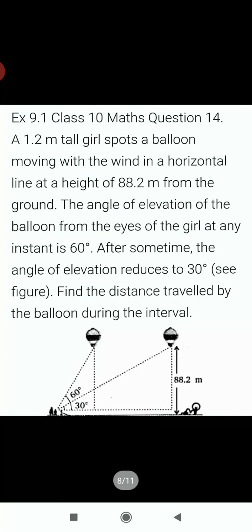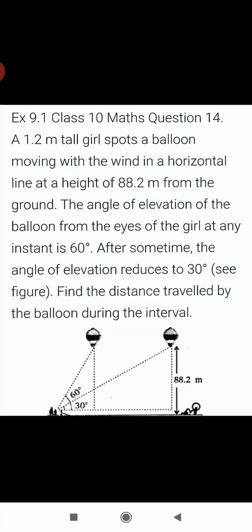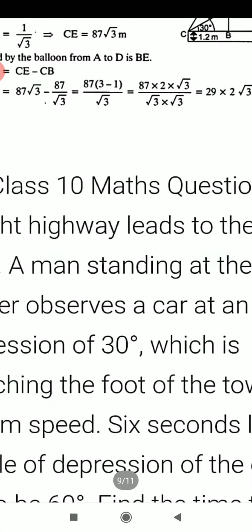Now next, question number 14. A 1.2 meter tall girl spots a balloon moving with the wind in a horizontal line at a height of 88.2 meter from the ground. The angle of elevation of the balloon from the eyes of the girl at any instant is 60 degree. After some time, the angle of elevation reduced to 30 degree. Now you can see in the figure. Find the distance traveled by the balloon during the interval.